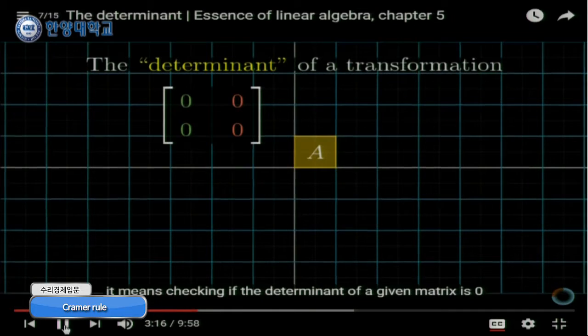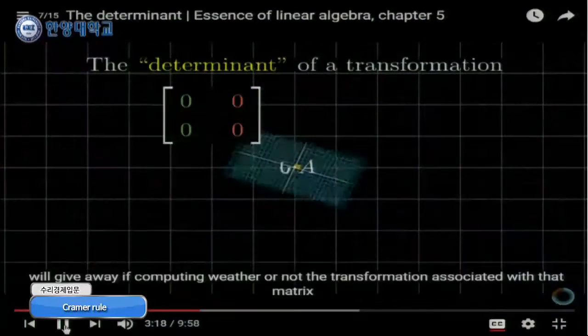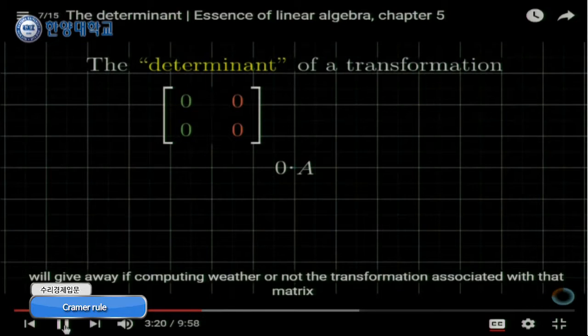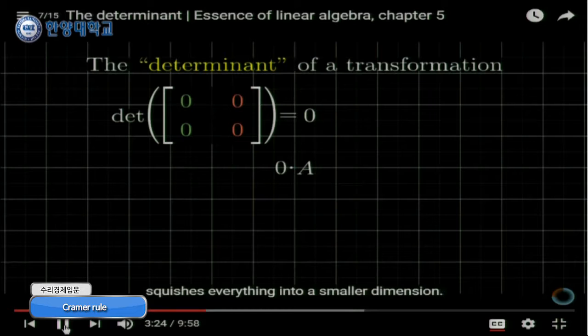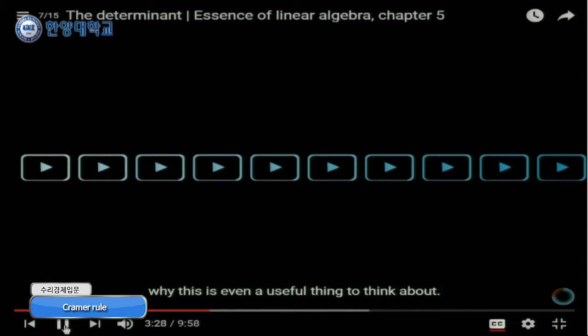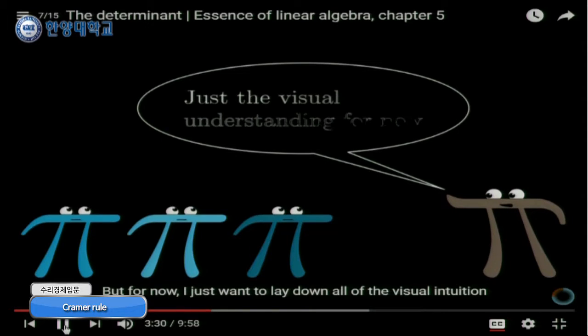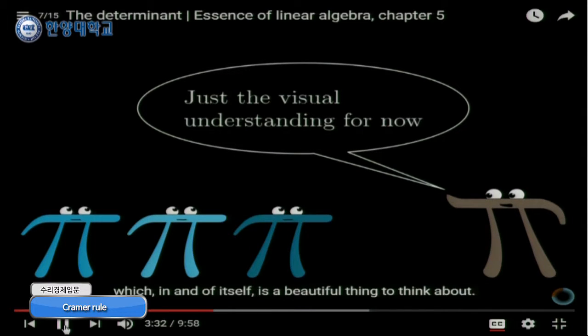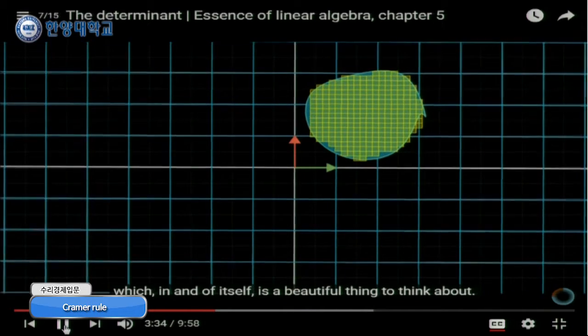It means that checking if the determinant of a given matrix is 0 will give a way of computing whether or not the transformation associated with that matrix squishes everything into a smaller dimension. You'll see in the next few videos why this is even a useful thing to think about, but for now I just want to lay down all of the visual intuition, which in and of itself is a beautiful thing to think about.